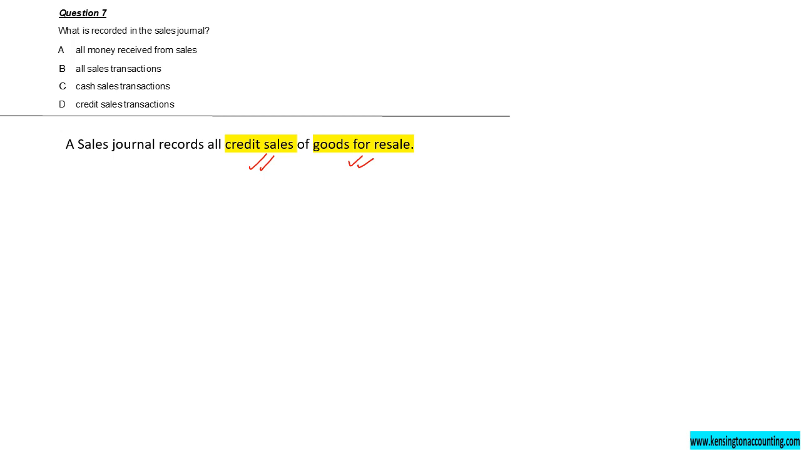Now let's look at the four possible answers. A talks about money, therefore that's wrong. Answer B talks about all sales. Now all sales would include cash sales and therefore that's wrong, obviously. Answer C talks about cash sales. That's wrong because the sales journal records only credit sales. Answer D looks fine. Therefore the answer is D.